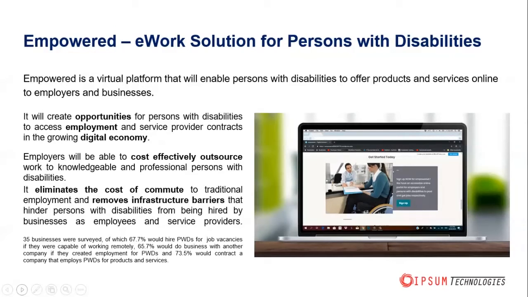So the presentation that you just saw was called Empowered. And what Empowered is, it's an e-work solution for persons with disabilities. Essentially, what we're developing is a virtual platform that will enable persons with disabilities to provide their services online to other businesses and employers. And the goal here is to create those opportunities for persons like Chanel to access opportunities to do, for example, animation, graphic design, web development, audio engineering, etc.